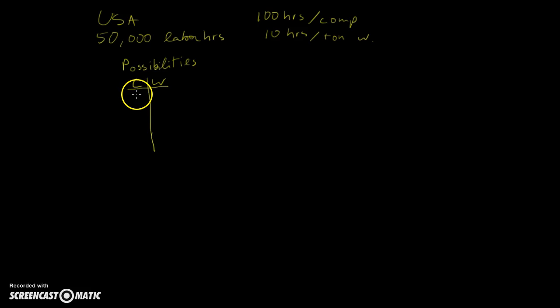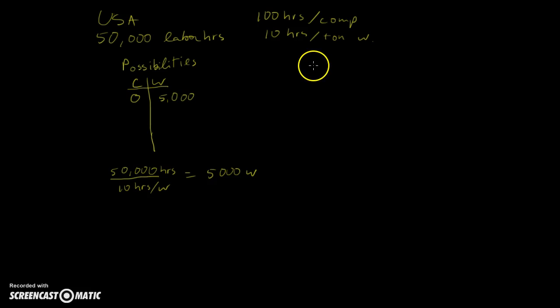First of all, suppose that the US says, okay, we're just going to produce 0 computers. So how much wheat can the US produce? Well, as you know, US has 50,000 labor hours. Let's write 50,000 hours here. And it takes 10 hours to produce a ton of wheat. So 50,000 divided by 10 is 5,000 tons of wheat. So the US could produce 5,000 tons of wheat if it chooses to produce 0 computers. The available time permits the US to produce this much wheat.